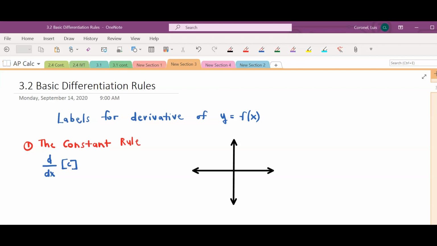All right, welcome back, AP Calculus. We're moving on to the next lesson. This is section 3.2. We're going to look at basic differentiation rules.